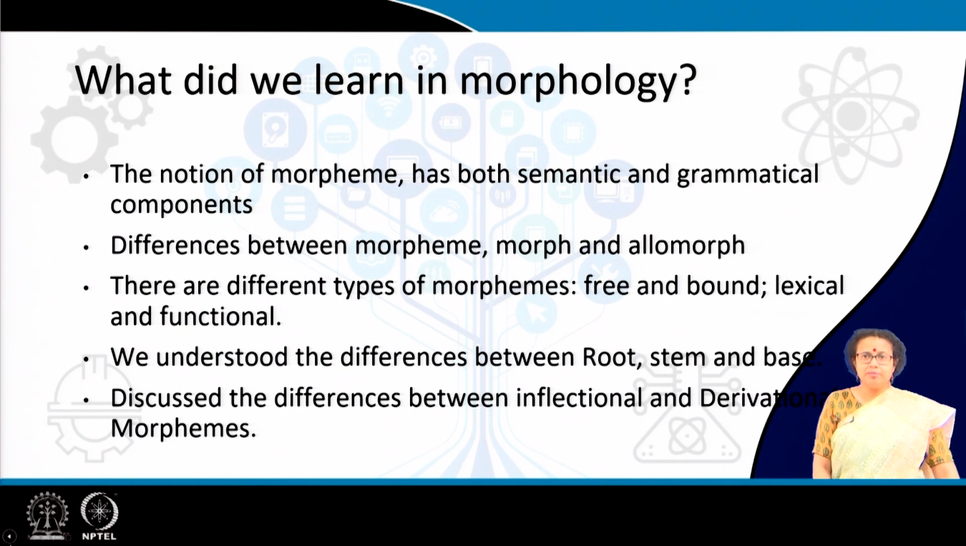If I ask you to think about what you learned in morphology, this is a quick recap. We talked about the notion of morpheme, and we found that there are both semantic and grammatical components. We talked about the differences between morpheme, morph and allomorph, and about different types of morpheme. If you remember, we talked about free and bound morphemes, lexical and functional morphemes, for example. We also tried to understand the differences between root, stem and base, and we discussed the differences between inflectional and derivational morphemes.